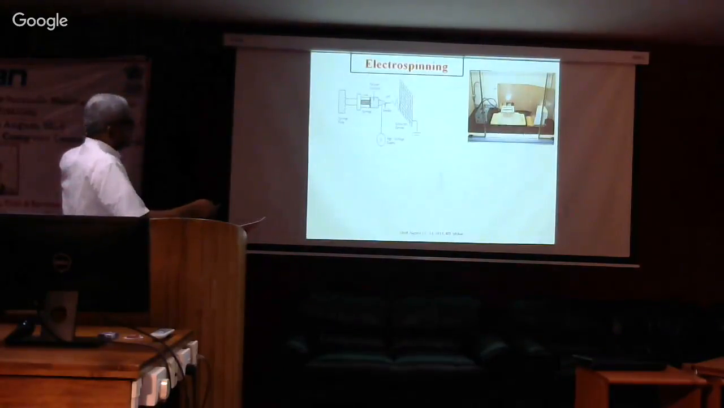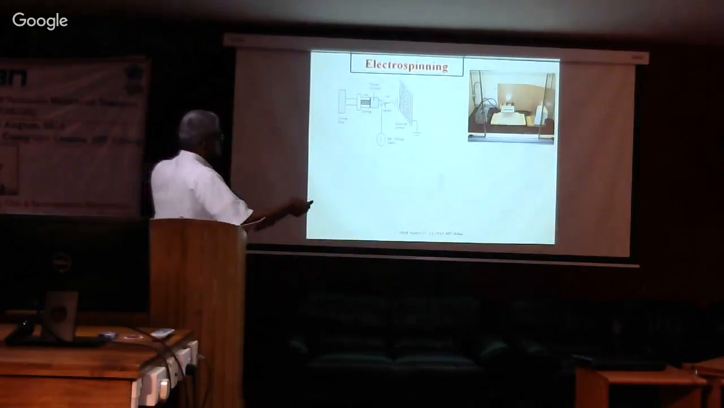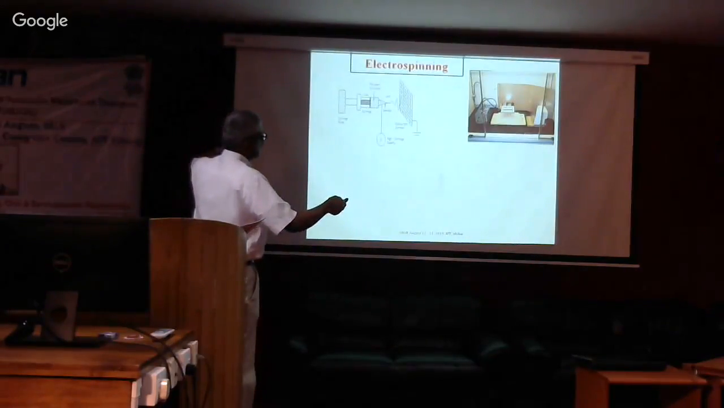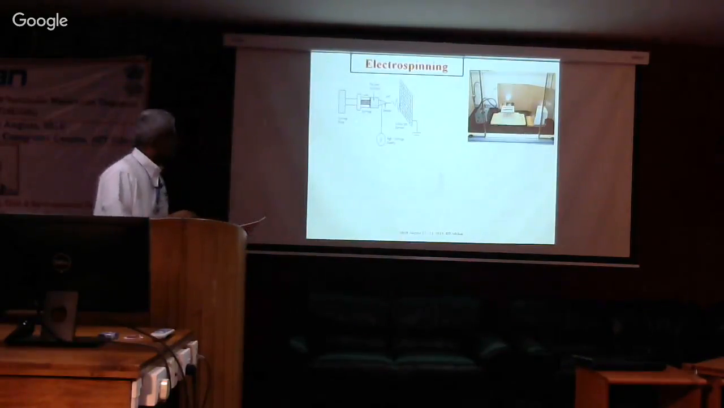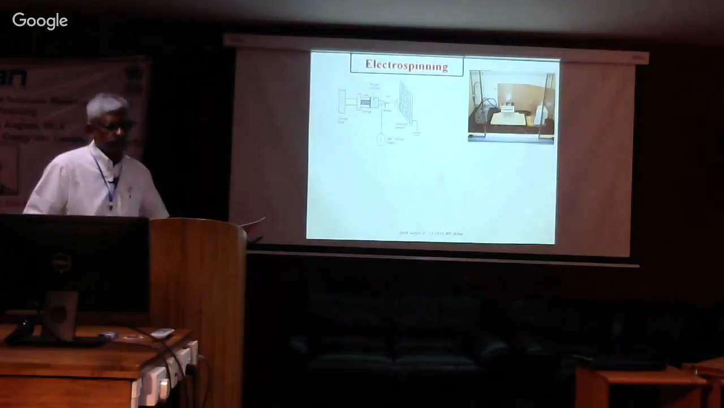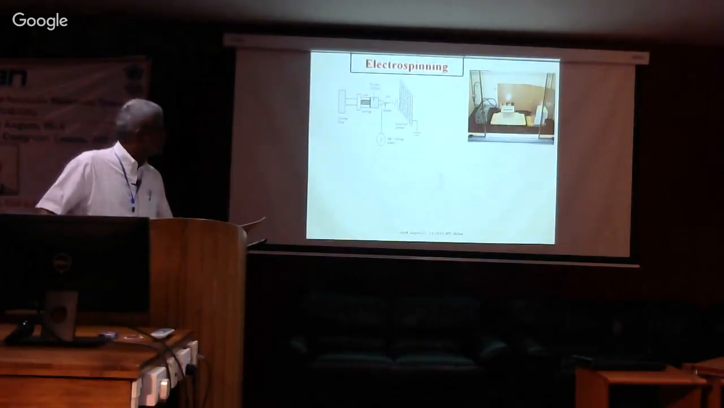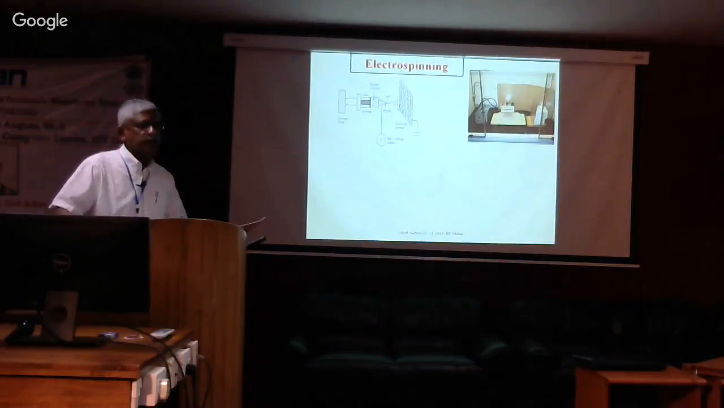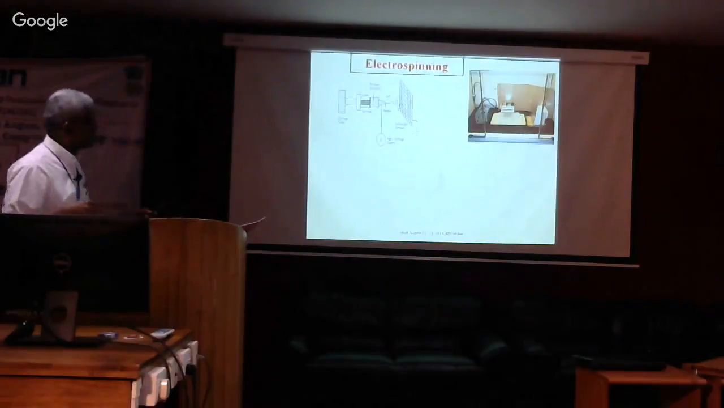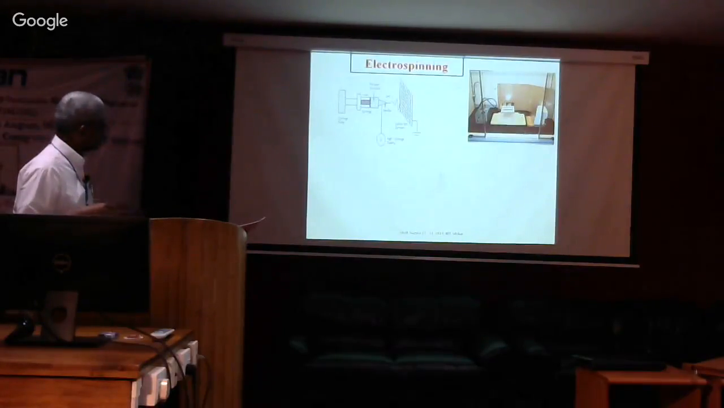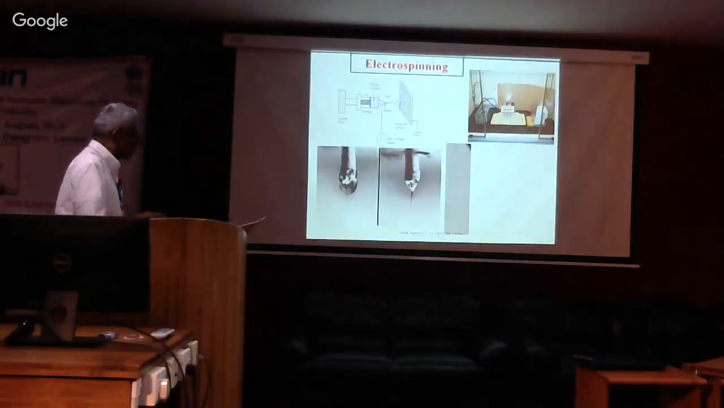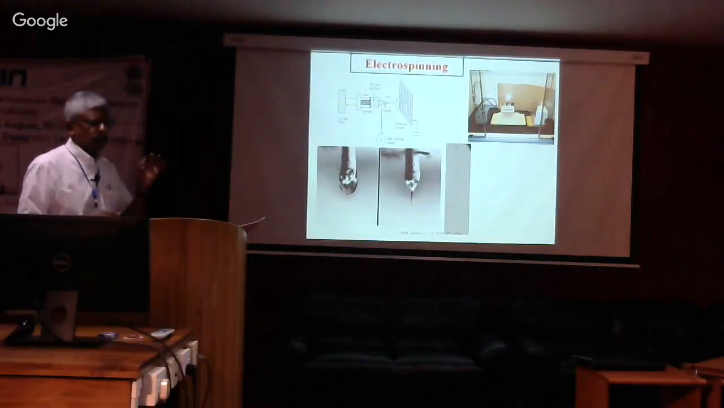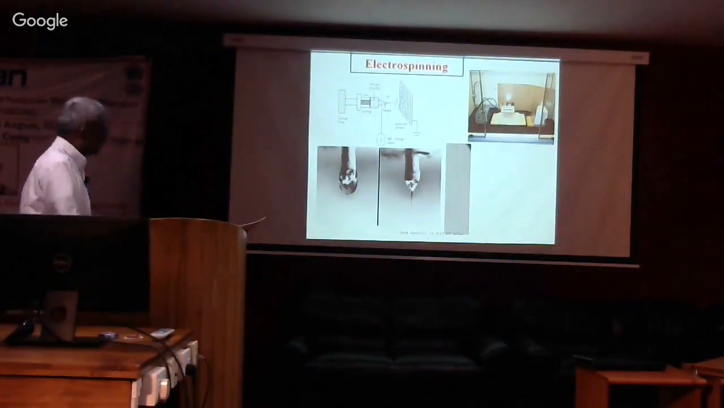In a lab scale, it looks something like this. This is the electricity unit. These are the syringes. Because we are sometimes dealing with nasty solvents, we have to have a very controlled atmosphere. We can't allow the solvent to come out. It has to be under negative pressure in a fume hood. So this is how it looks. It's called a Taylor cone. That's the technical word that they use.